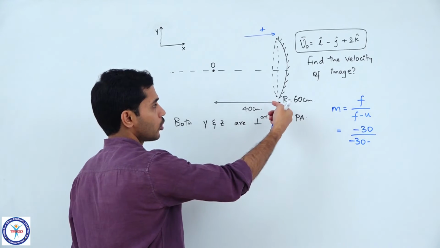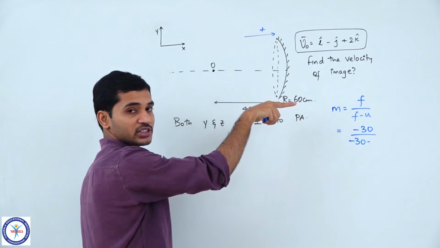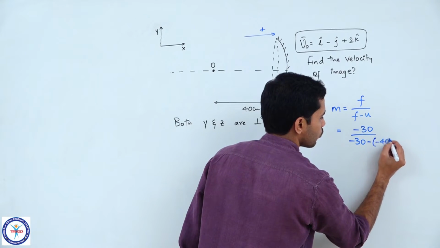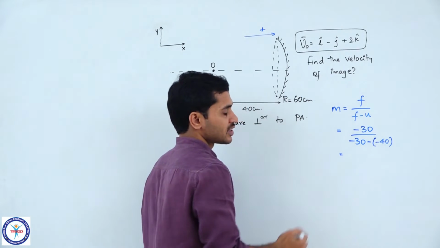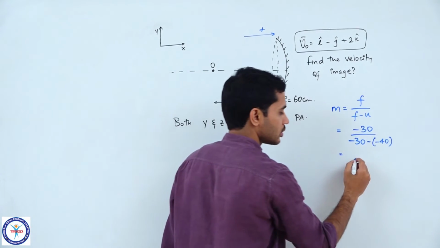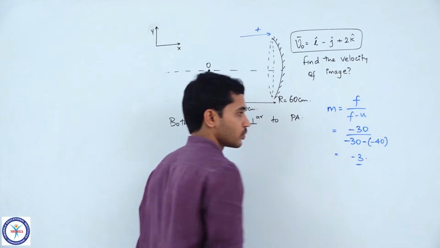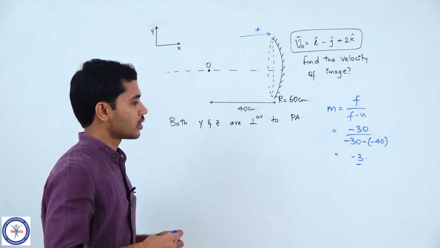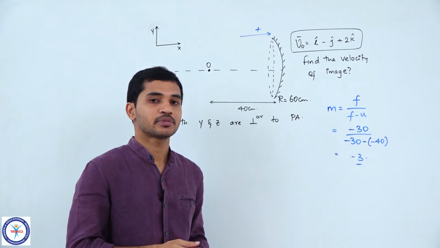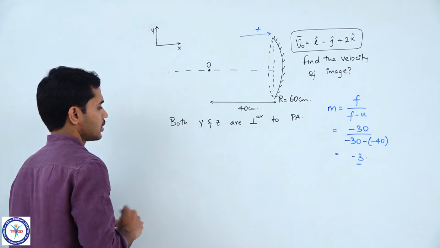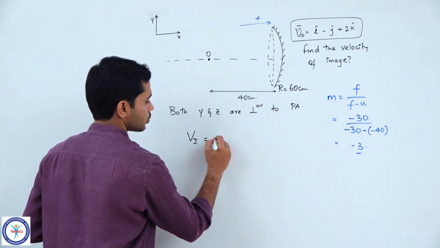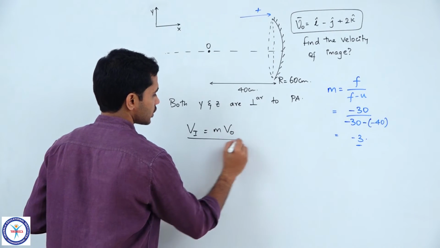We know that u, the object, is on this side, whereas this is the positive direction. So, minus 40. Solving this will give us minus 30 by plus 10, which is minus 3. So, that is the magnification. Now, using this I will find the velocity of the image perpendicular to the principal axis. We know that velocity of image is equal to m times velocity of object.